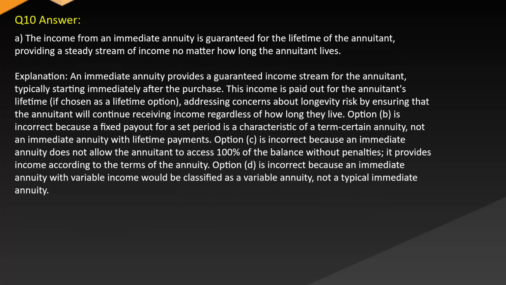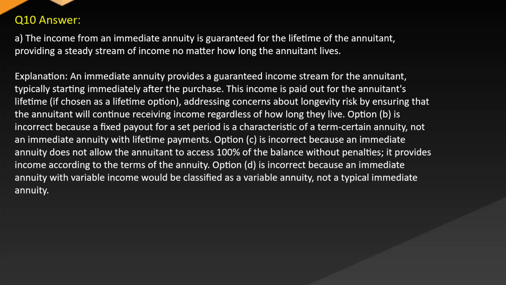Answer A. The income from an immediate annuity is guaranteed for the lifetime of the annuitant, providing a steady stream of income no matter how long the annuitant lives. Explanation: An immediate annuity provides a guaranteed income stream for the annuitant, typically starting immediately after the purchase. This income is paid out for the annuitant's lifetime if chosen as a lifetime option, addressing concerns about longevity risk by ensuring that the annuitant will continue receiving income regardless of how long they live.